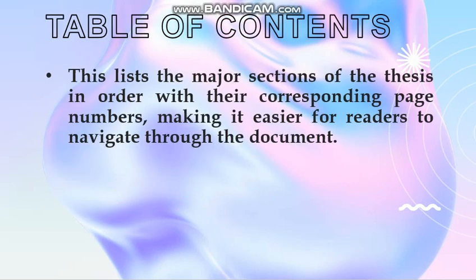Next section is the table of contents. This lists the major sections of the thesis in order with their corresponding page numbers, making it easier for readers to navigate through the document. In the table of contents, a researcher adds all the contents in the thesis with page numbers.